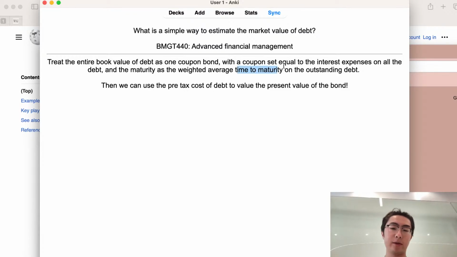Okay, so I guess we don't really need the interest rate. We just need the interest expense, and the pre-tax cost of debt to value the present value of the bond.